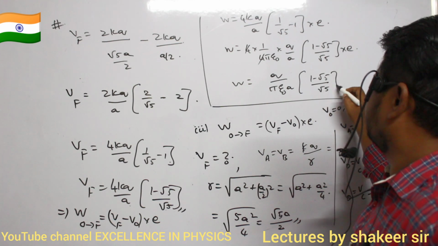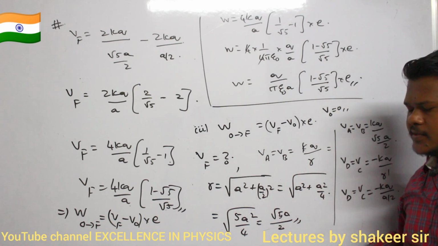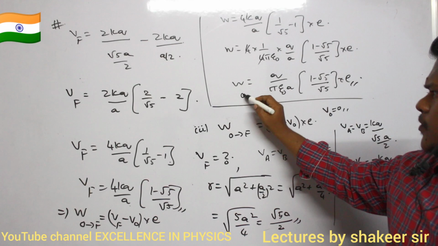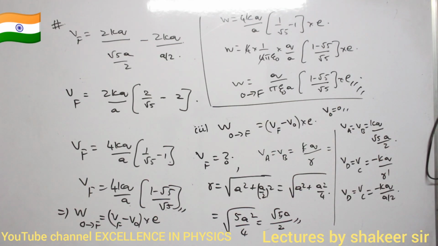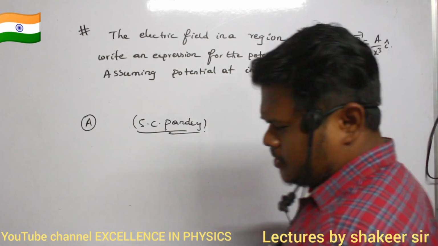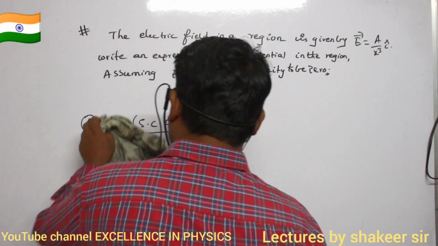So Q divided by pi E naught A into (1 minus root 5) divided by root 5 into E. So this is the equation for work done from where to where? From 0 to F. Okay? Make a note of this one. So can you say how I can do this problem?